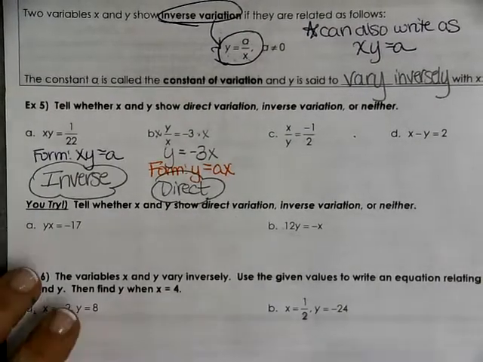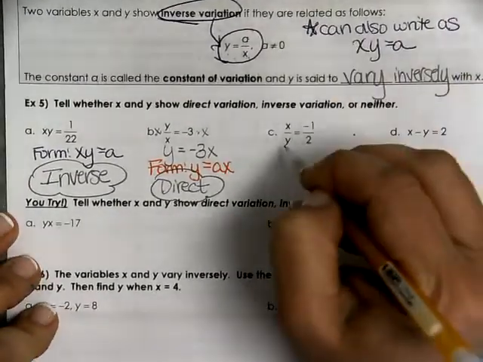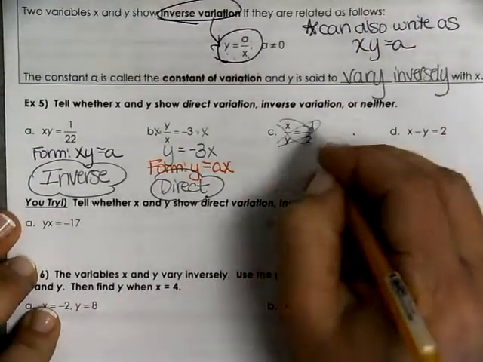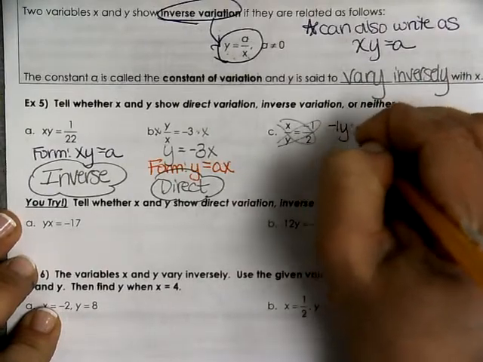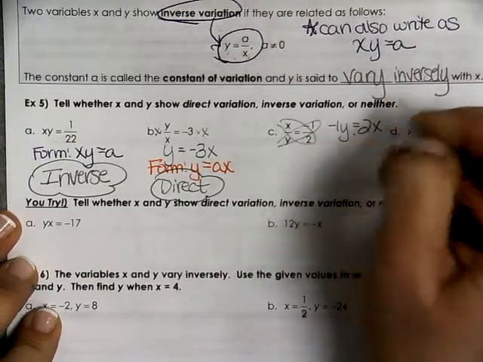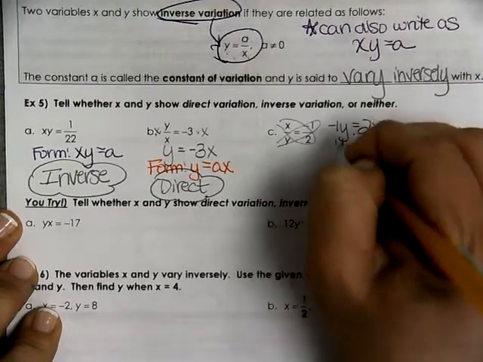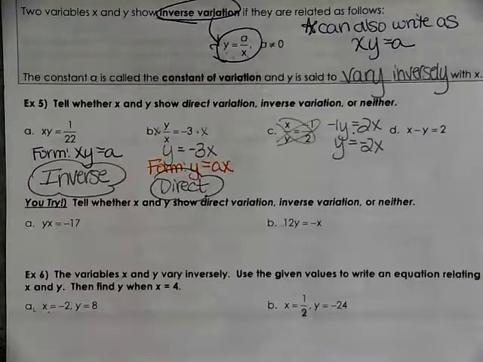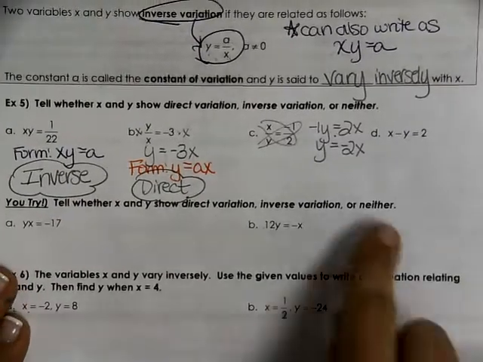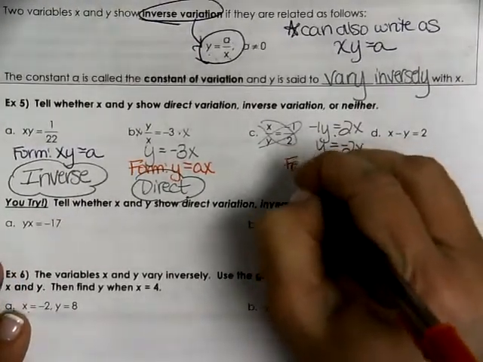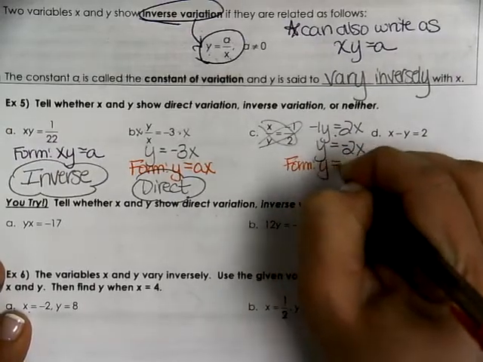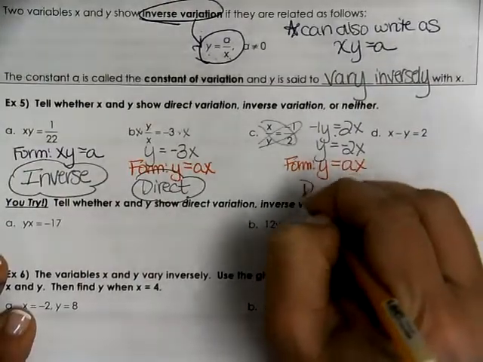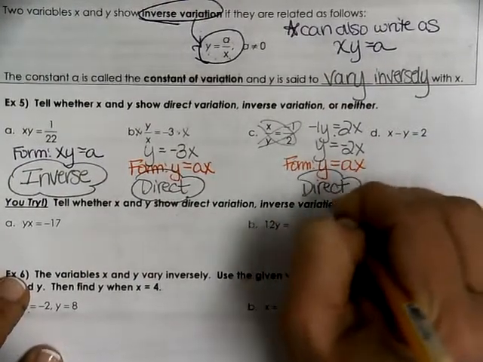Look at C. C just is a hot mess. So again, what we could do is try to isolate y and see what happens. So we'll cross multiply. I get negative 1y equals 2x. I can divide by negative 1, and I get y equals negative 2x. Which one do you think this fits? Well, notice that it has the form y equals a times x. And which one was that? That's right, it was direct variation.